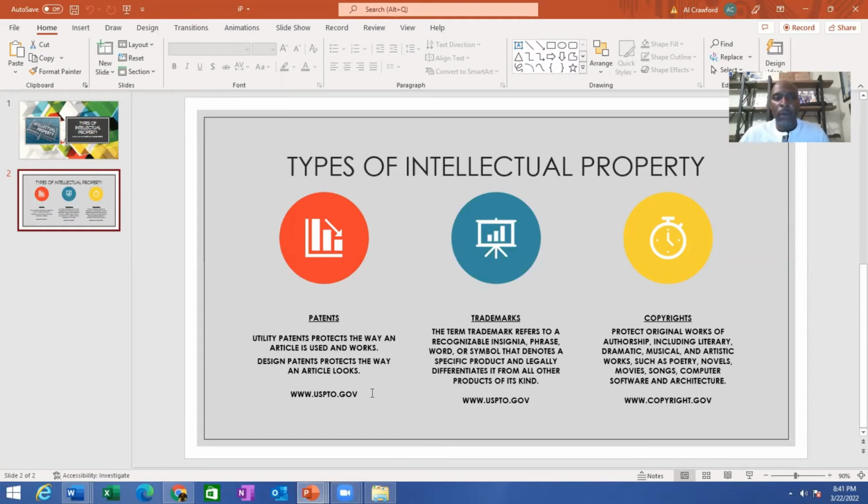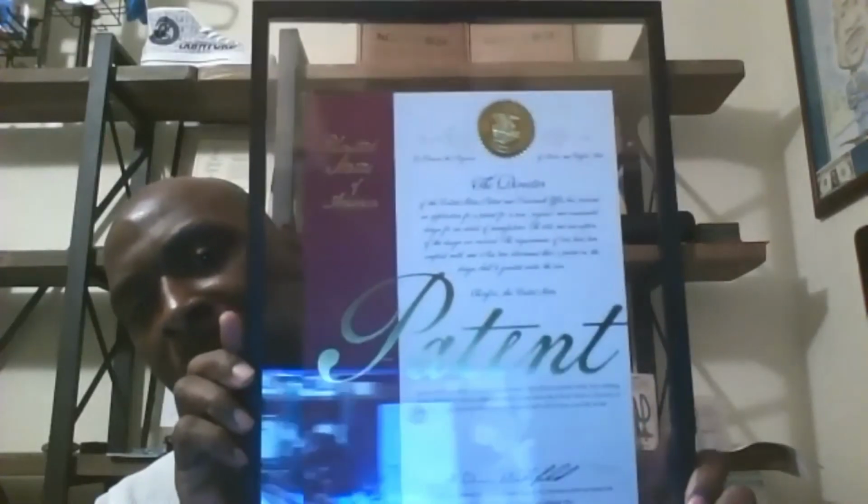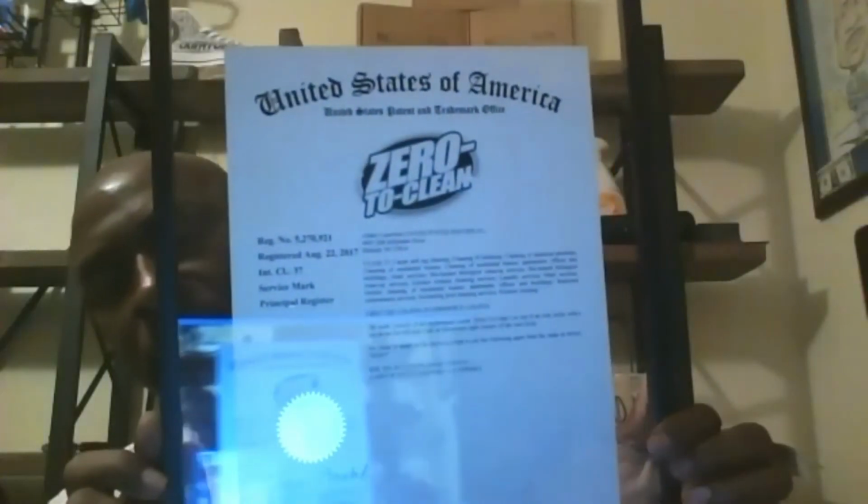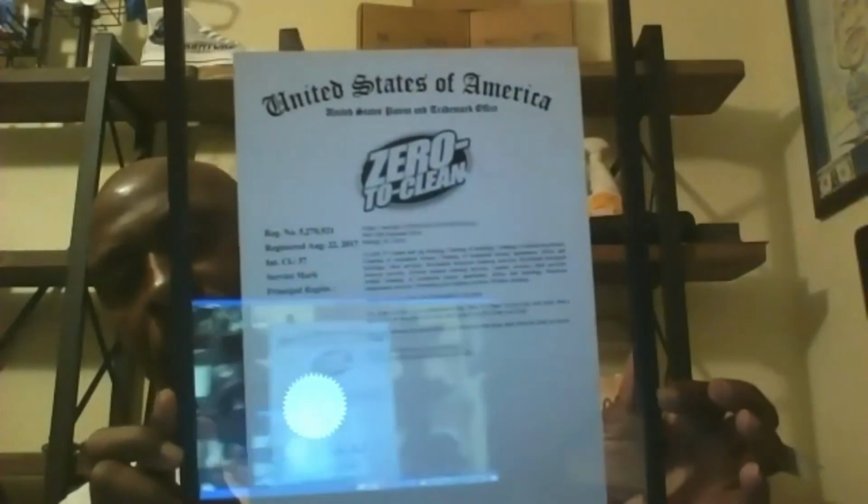letting you know of the three types of intellectual property, which again are patents, trademarks, and copyrights. So you can actually see what they look like, I'm going to stop the share. And I'm going to show you, this is what a patent looks like. And this is what a trademark looks like.